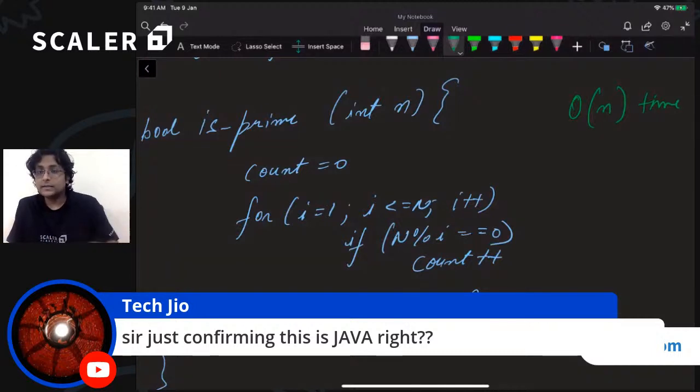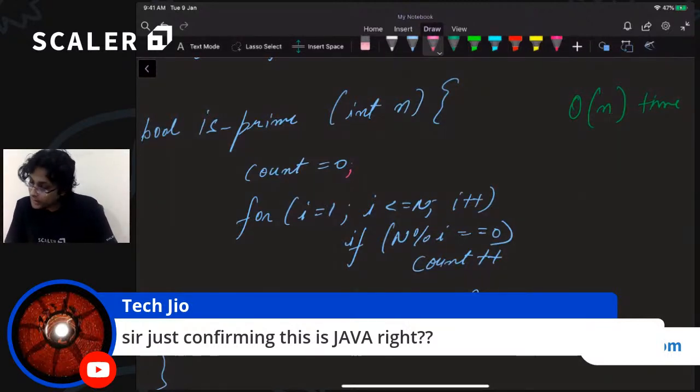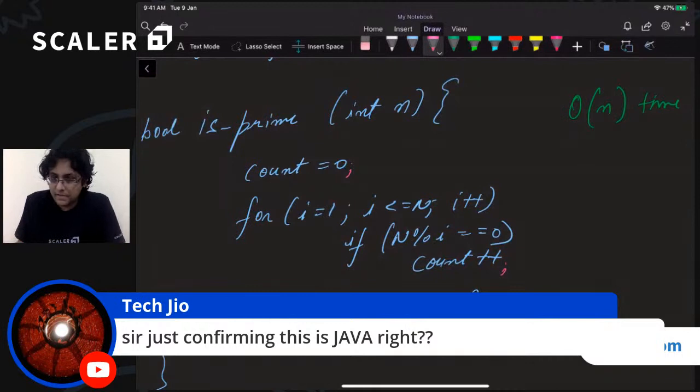TechGeos is asking, sir, just confirming, is this code Java? So this might not exactly be Java. For example, in Java, you will have to put a semicolon over here. I'm not sure if you write bool or boolean in Java. I kind of forgot, but the rest of it pretty much looks like Java if we add these semicolons. This will also work in C++, almost exactly the same way.